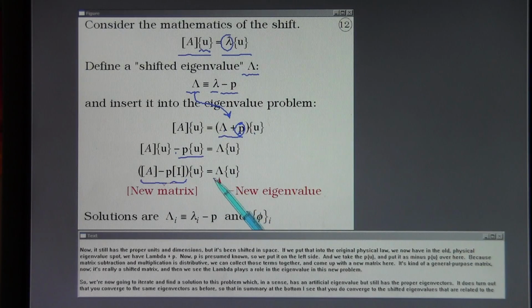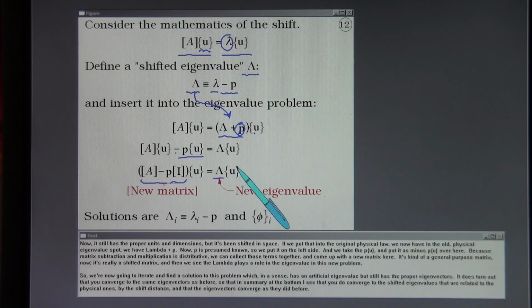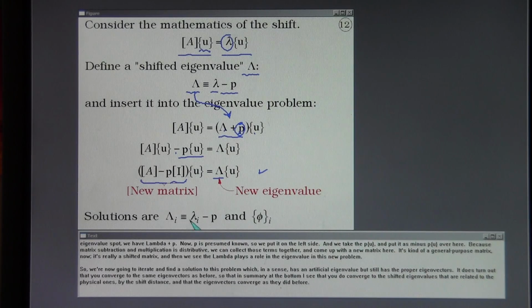And then we see the cap lambda plays the role of the eigenvalue in this new problem. So we're now going to iterate and find a solution to this problem, which in a sense has an artificial eigenvalue, but still has the proper eigenvectors. It does turn out that you converge to the same eigenvectors as before. So in summary at the bottom I say that you do converge to these shifted eigenvalues that are related to the physical ones by the shift distance, and that the eigenvectors converge as they did before.